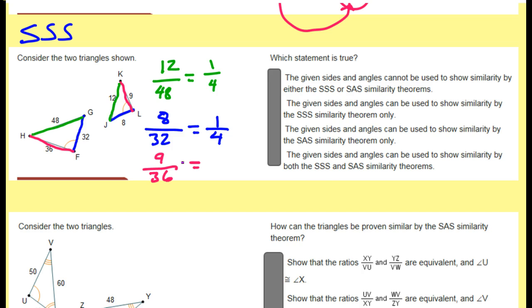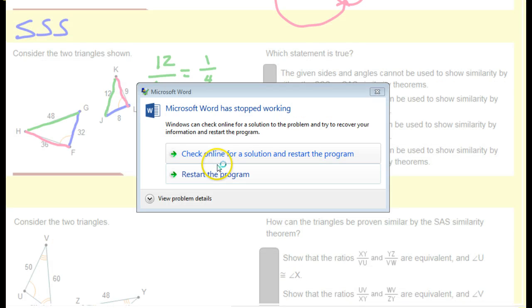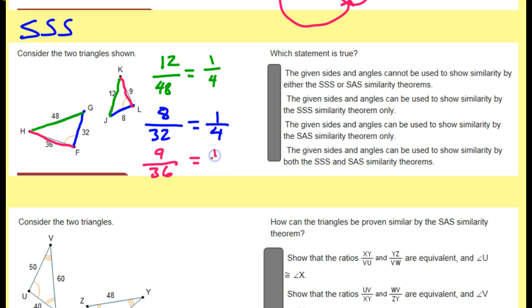Again, this reduces down to 1/4. So we have 3 pairs of sides that are proportional. So we can prove that these are similar by side, side, side.